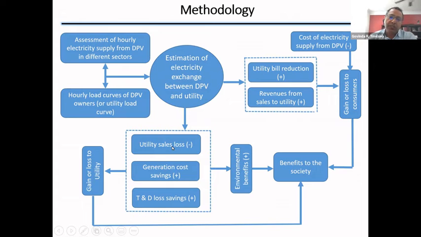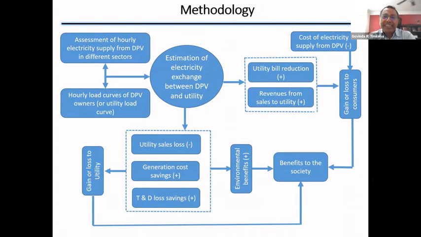On the utility side, once the DPV offsets some of their sales, their sales will decrease. But at the same time, when sales decrease, they also save on the generation of power, only the generation, not necessarily the plant. They also save the losses in the transmission and distribution system. Now, combining everything from the utility side and the consumer side, since it is solar, there are also environmental benefits. So we calculate the benefit from CO2 reduction. It gives the benefit to society as a whole.